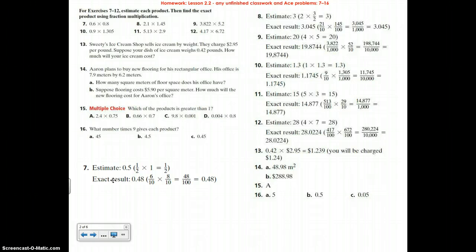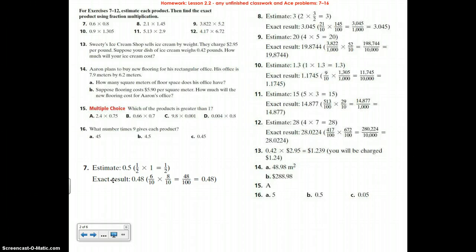Number 13, with the ice cream, the exact answer is 1.239. You cannot have thousandths of a cent, so stores will round up. If you did not round up this time, that is okay, because we didn't talk about that yet. But the answer is $1.24. You could have said $1.23 also.